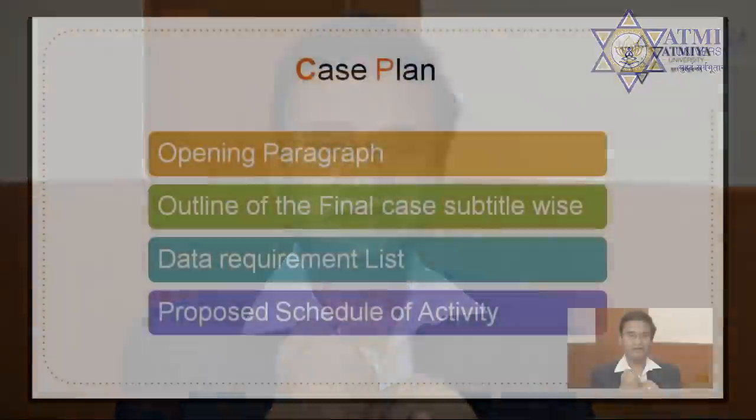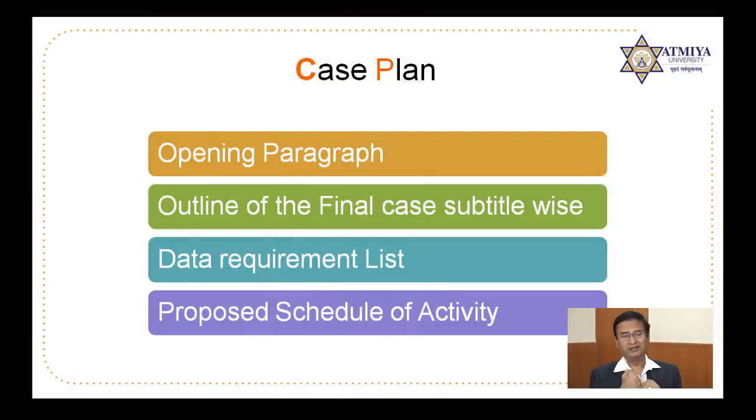The second important point is the outline of the final case, subtitle-wise. Third is the data requirement list. It is very important because you have narrated the case in different parts, and every narration has its own data requirement. You have to list it down. For example, in my own case of Reliance Fresh, different entities are involved, and for every entity we collected different types of data. We charted down the list of supporting data required for these narrations. So this is a very important list.